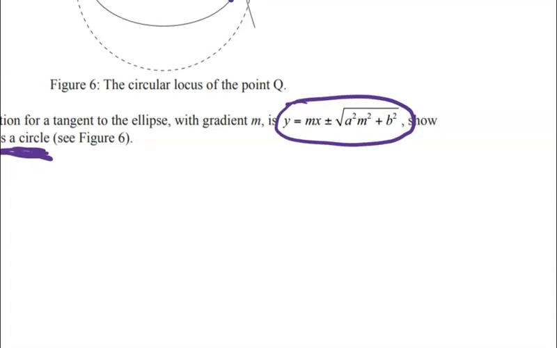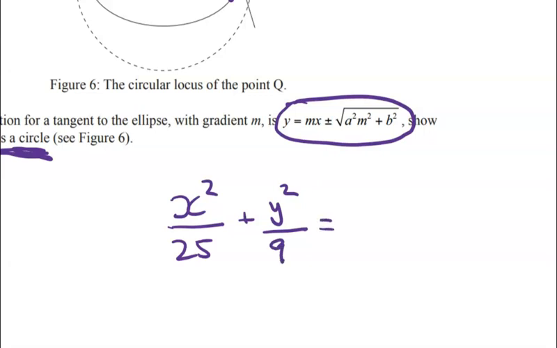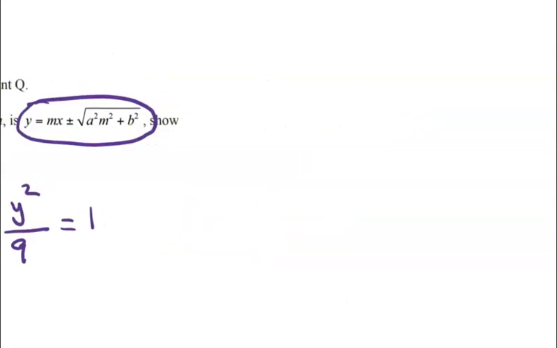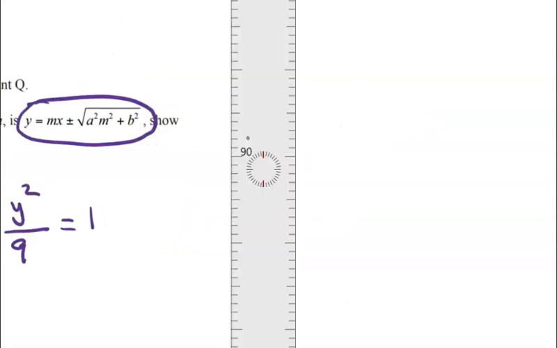I'm going to start with a little example of an ellipse where we've got some numbers. So suppose that we've got x squared over 25 plus y squared over 9 is equal to 1. And we can draw that really quickly. Let's just put some axes in over here.